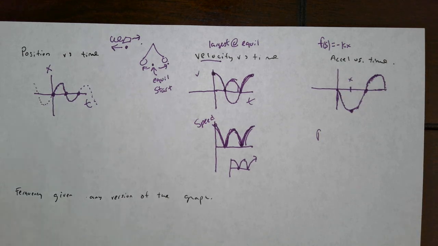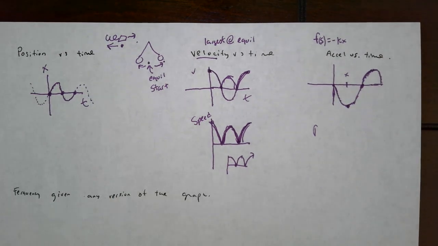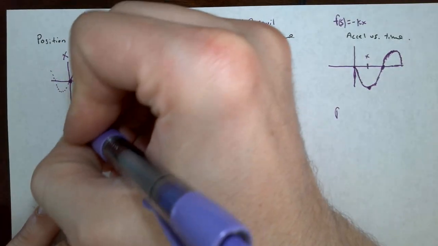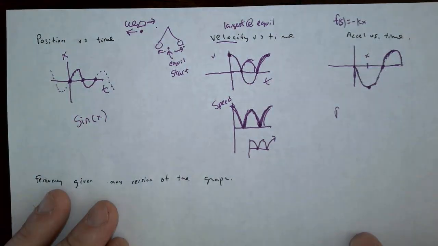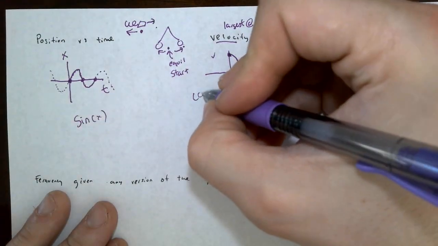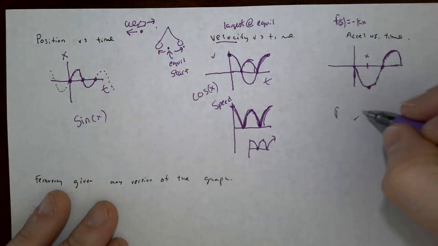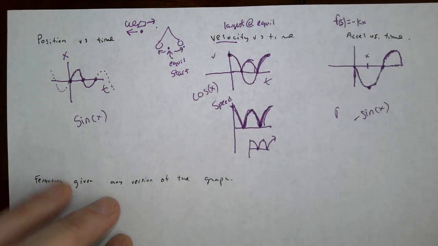You could also use a calculus method for these if you would like to. If you notice that the position graph is sine x, then the velocity would be the derivative of that. That's cosine x. And then the derivative of cosine is negative sine x. But if you do not know calculus, you have to think.